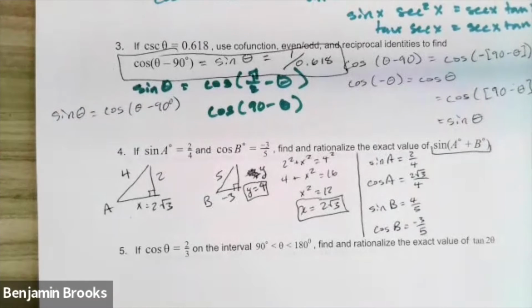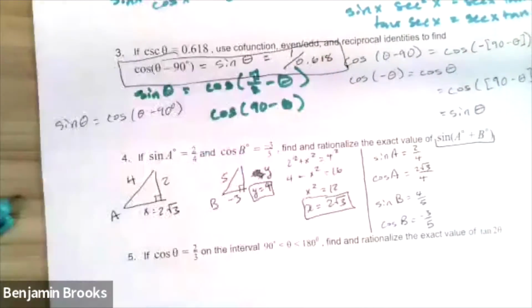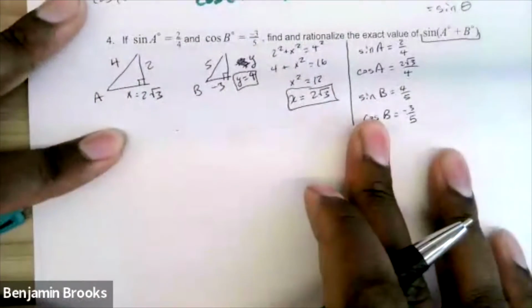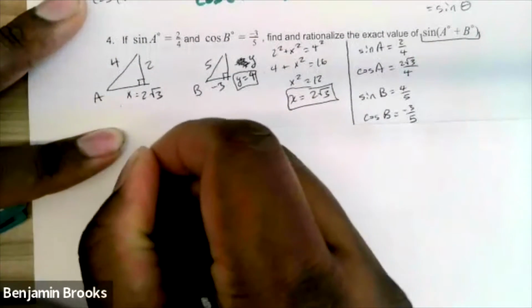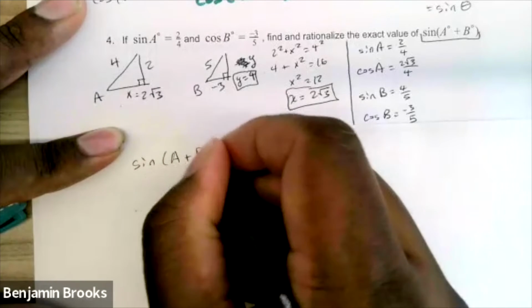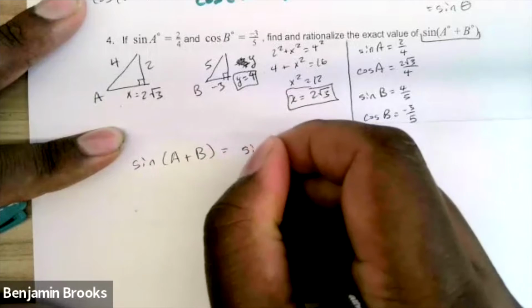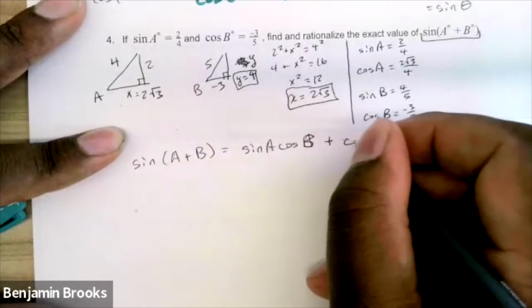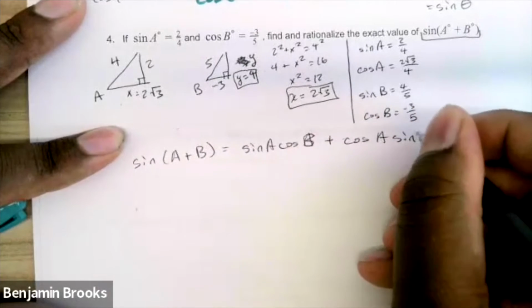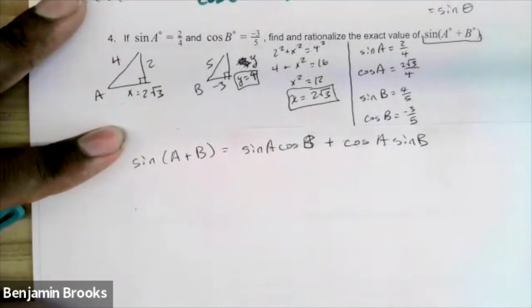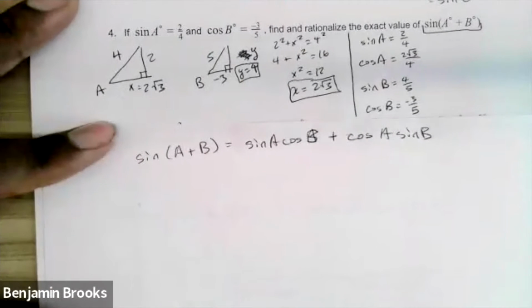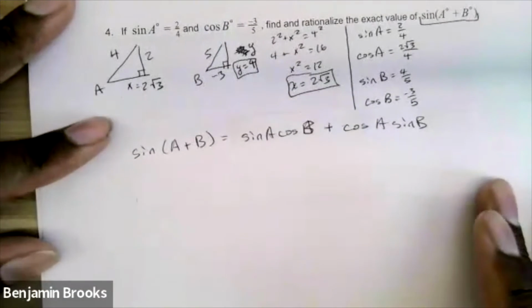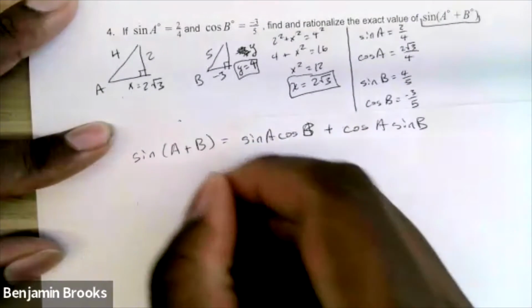I'm running out of space, so let me do this. So we have sine of A plus B is equal to sine A cosine B plus cosine A sine B. I think I'm doing that right. Probably should just check the identity, but I'm pretty sure I'm right on that. Yeah, I'm right. All right, so then all you got to do now is take these, plug them in.